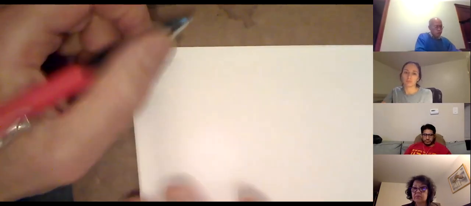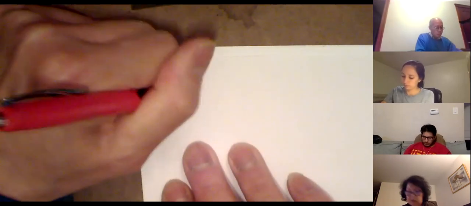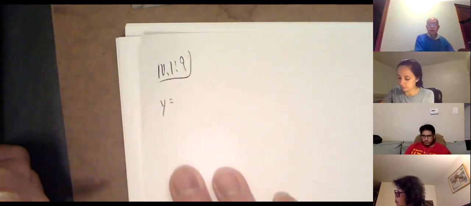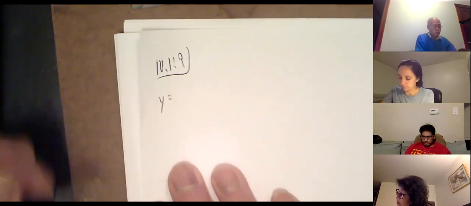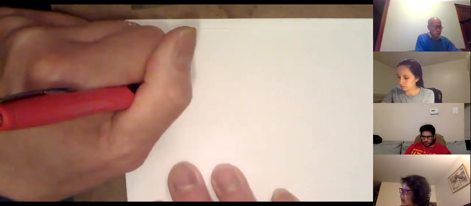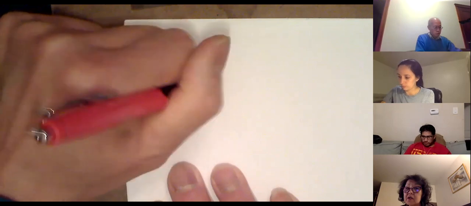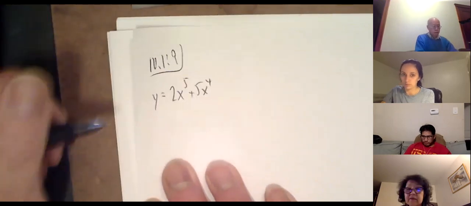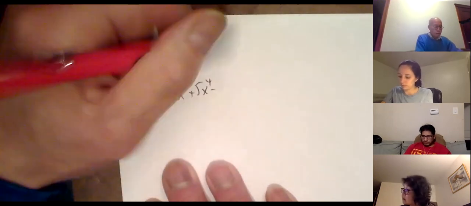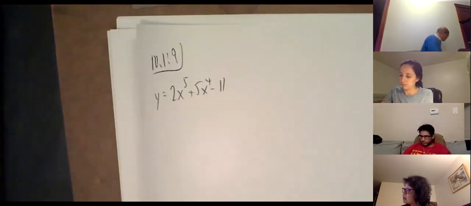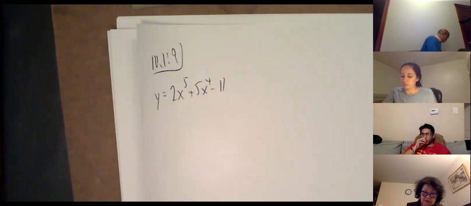Okay, so 10.1 number 9. Could you read me what that is? Number 9 is y equal to 2x to the power of 5 plus 5x to the 4th minus 11. Minus 11? Yes. Like that? Yes. Okay.